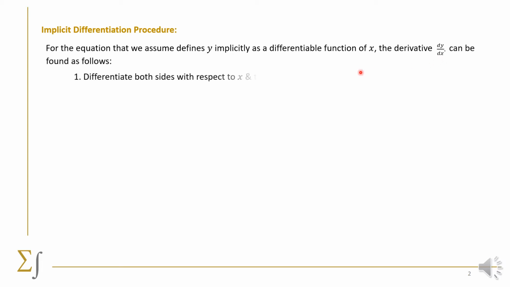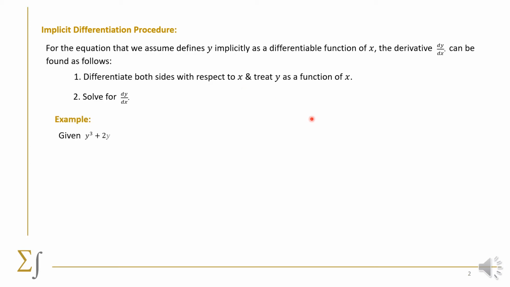As long as we cannot solve for y on one side and get everything not containing y on the other side, we just differentiate both sides of the given equation with respect to x, and then in the second step we solve for dy by dx. Now let's explain this with an example.